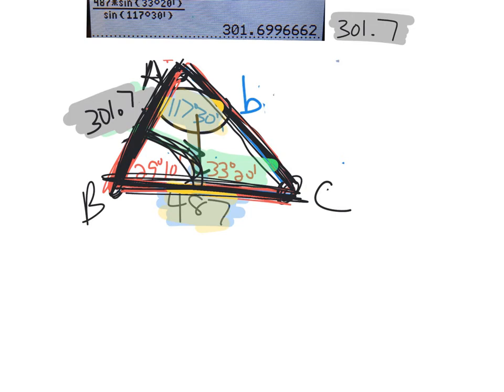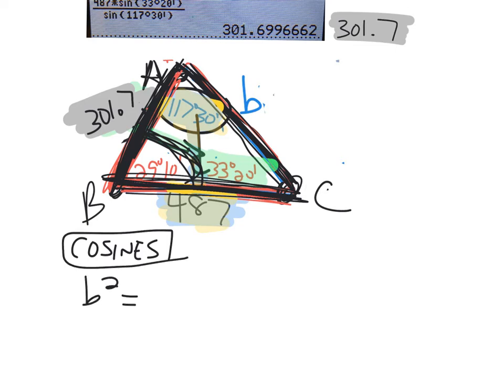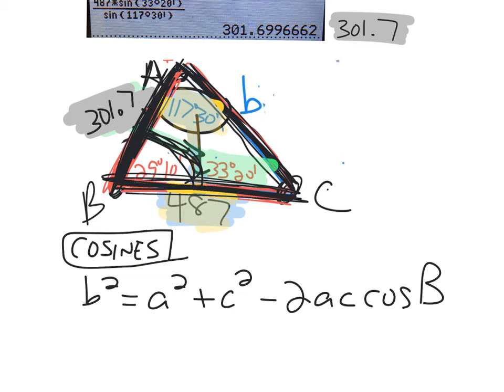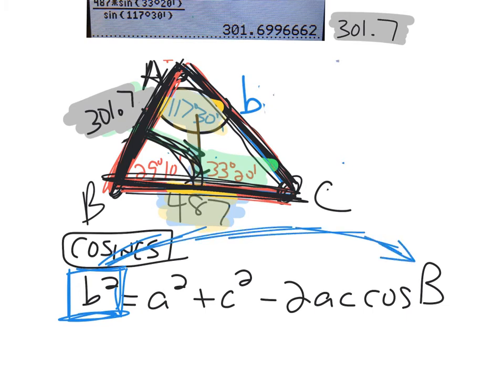I can either use the law of cosines to solve for side B by doing b squared equals a squared plus c squared minus 2 times a times c times the cosine of B. Remember, this is the law of cosines when you're finding a side, and remember the side that you're solving for has to match the angle that you're using.